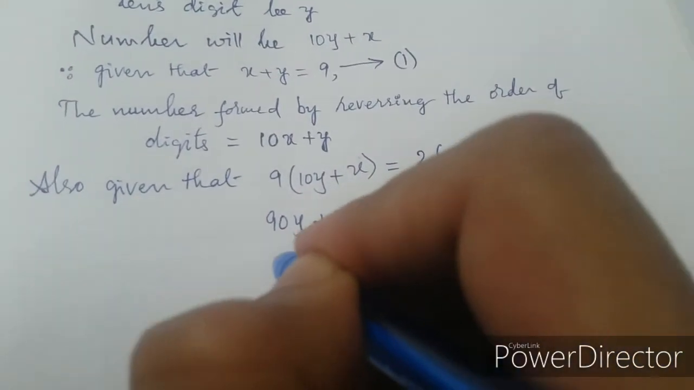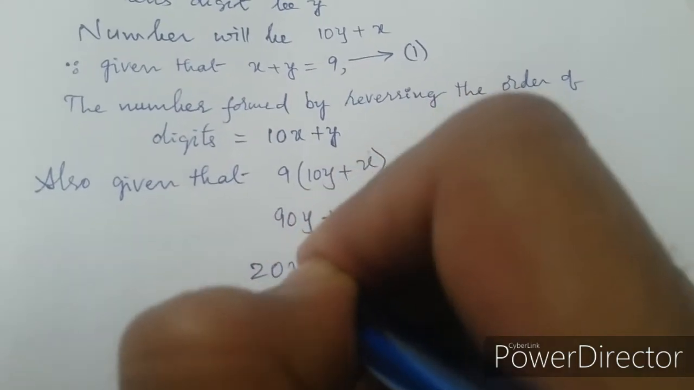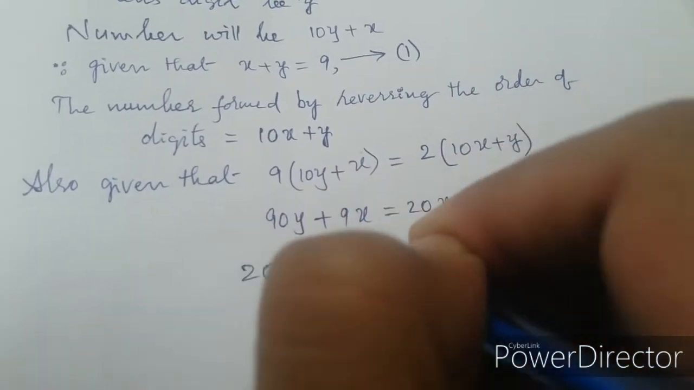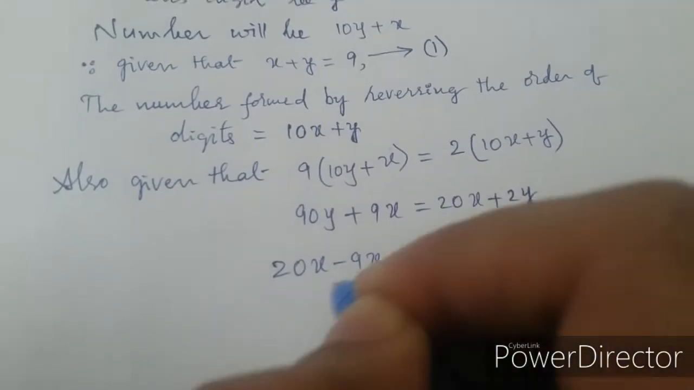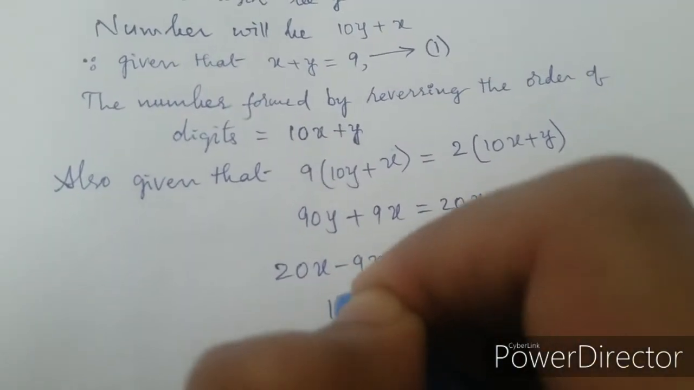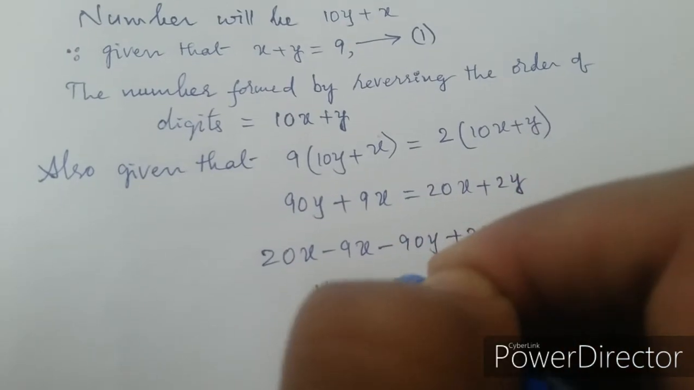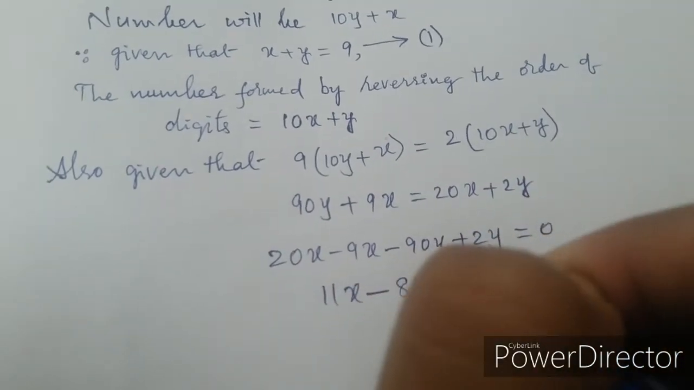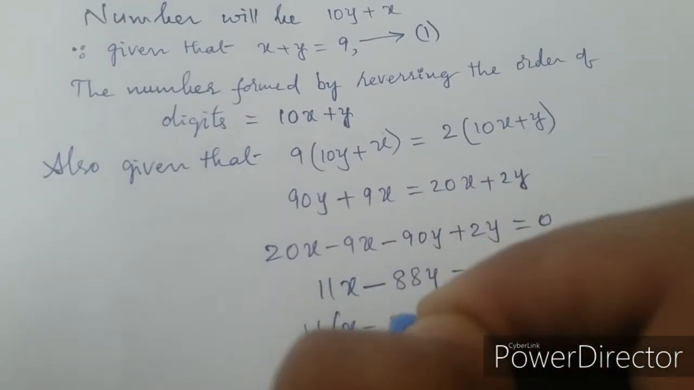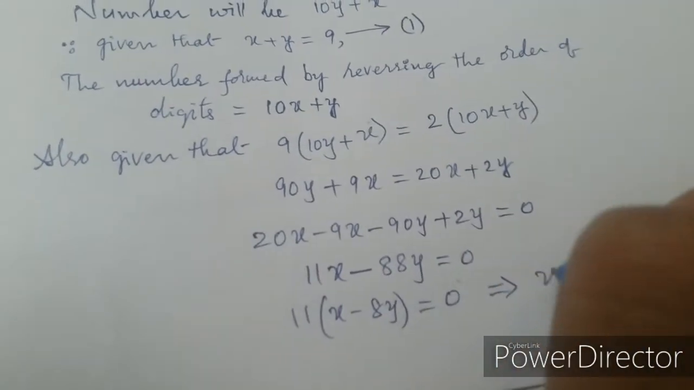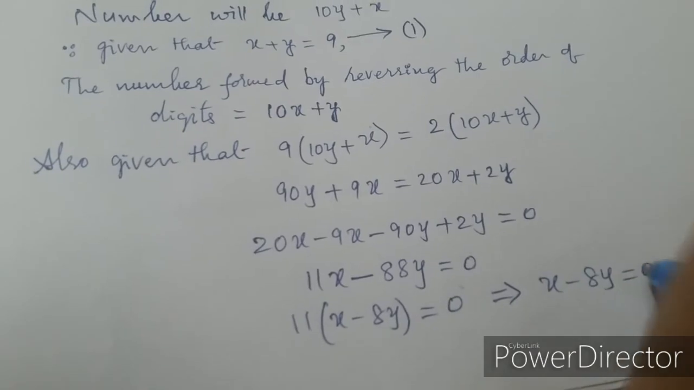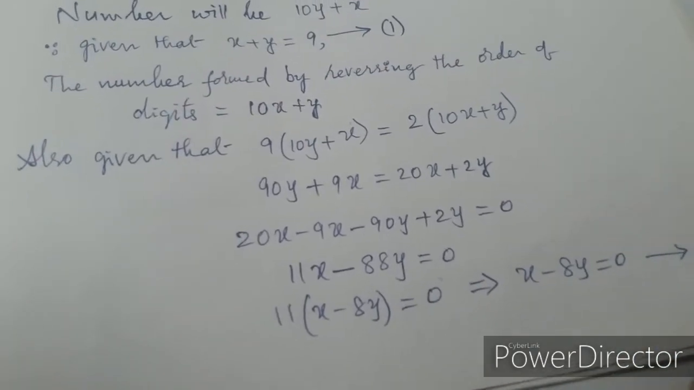And from this, 20x minus 9x minus 90y plus 2y is equal to 0. 20 minus 9 is 11x minus 88y is equal to 0. 11 into x minus 8y is equal to 0, which implies x minus 8y is equal to 0. Take it as equation number 2.